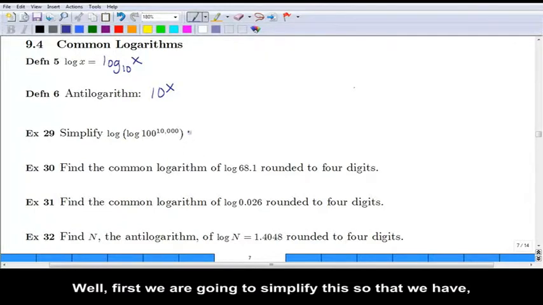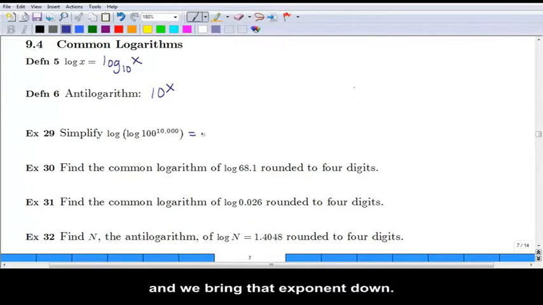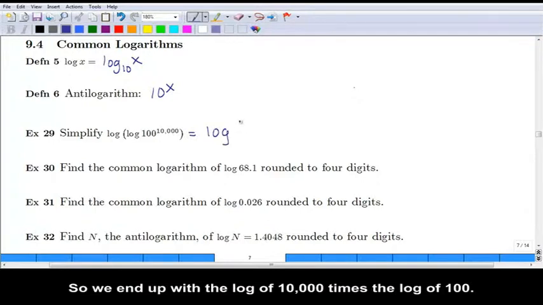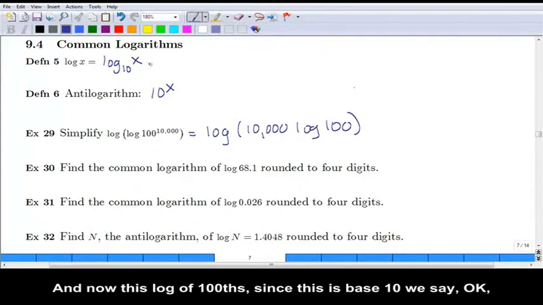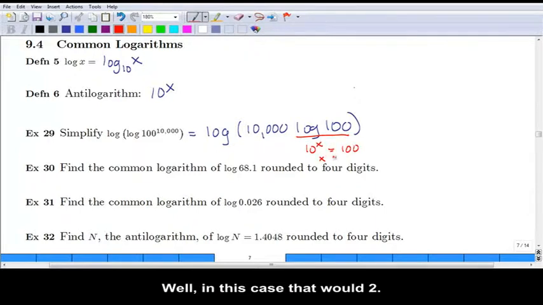Well, first we are going to simplify this so that we use the properties of logarithms that we learned in the last section, and we bring that exponent down. So we end up with the log of 10,000 times the log of 100. And now this log of 100, since this is base 10, we say, okay, what do we raise 10 to? What power will give us 100? Well, in this case, that would be 2. You would square 10 to get 100.